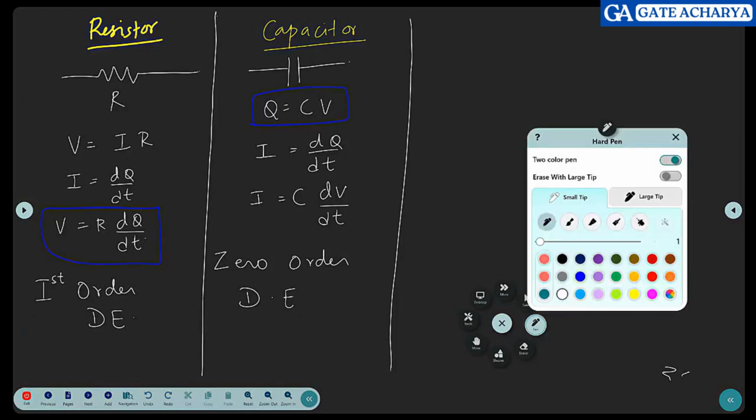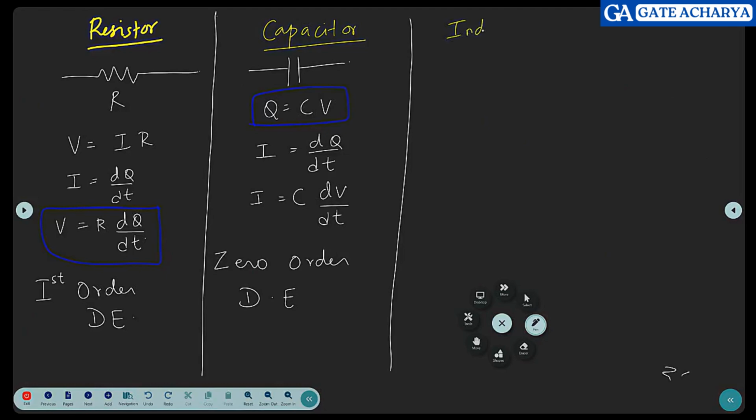And then comes the inductor. What can you say about the inductor? V equal to L dI by dt. Correct.